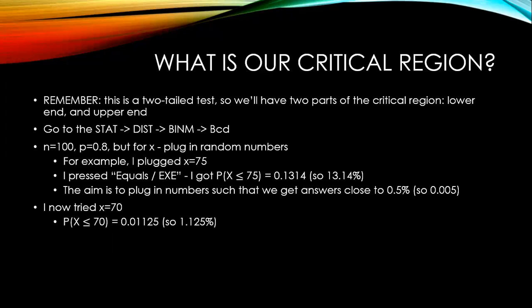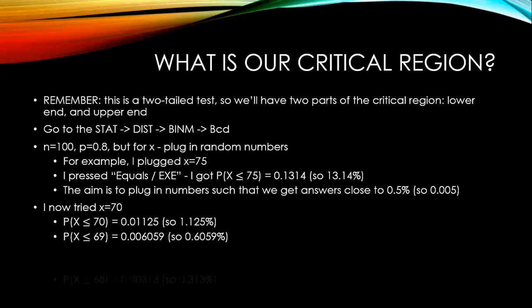So this time we get 0.01125, so 1.125%. So we're getting close to 0.5%. Let's try 69. So instead of 70 as our X value, let's put 69 as our X value. And if we do that, we get 0.006059, so 0.6059%. So we're very, very close to 0.5% actually.